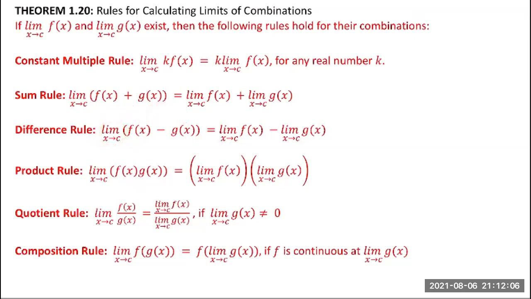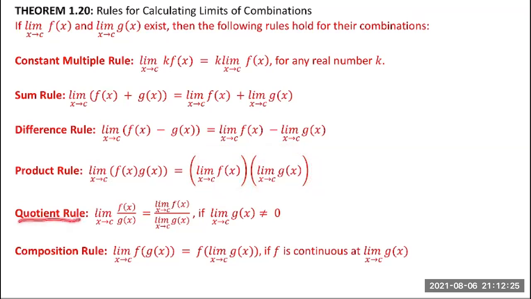Okay, and then the product rule. Here is the product rule. If you have a product of two functions and you want to take the limit of that product as x approaches c, then you can take the limit of each individual function and then multiply them together. Okay.